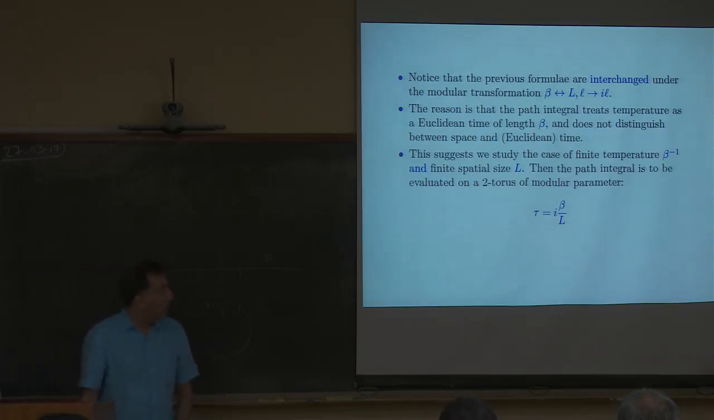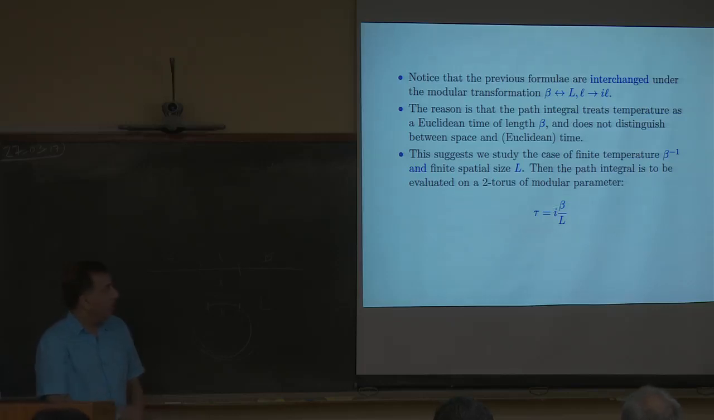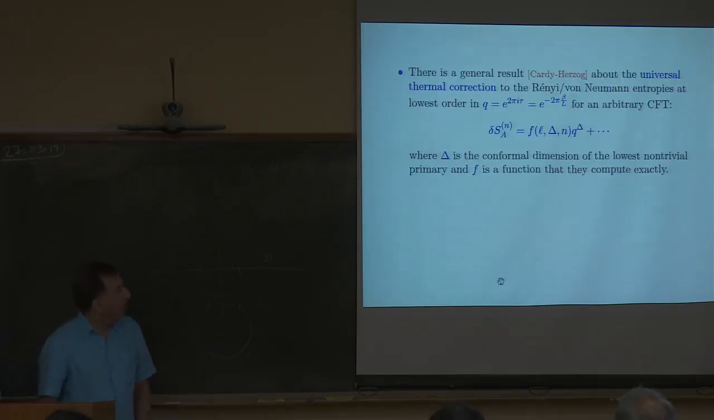Now, the case of interest to us is finite temperature and also finite spatial size. And now we are on a torus of modular parameter tau equals i beta over L. And as everyone likes to do, we just imagine tau is complex with positive imaginary part, and then we can always restrict to this case at the end of everything. And there's a nice result due to Cardy and Herzog, which finds the universal thermal correction to the Renyi and von Neumann entropies at lowest order in e to the 2 pi i tau, which is basically a low temperature expansion because beta is large, for an arbitrary CFT.